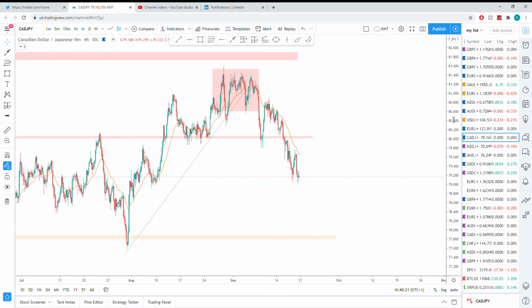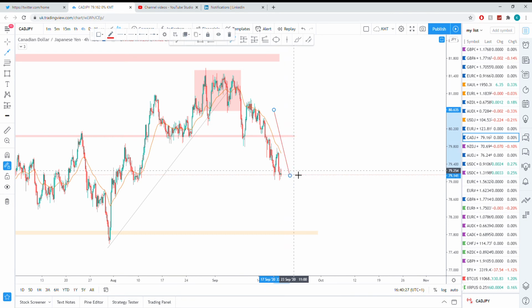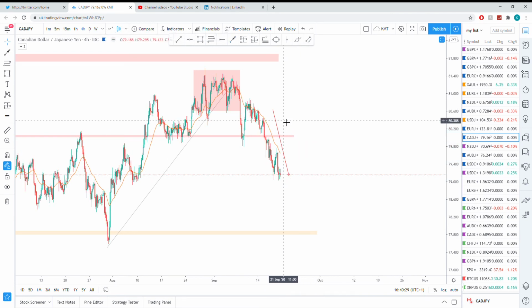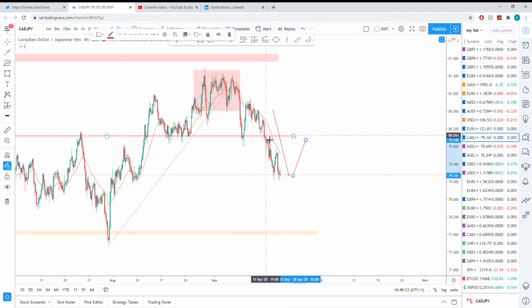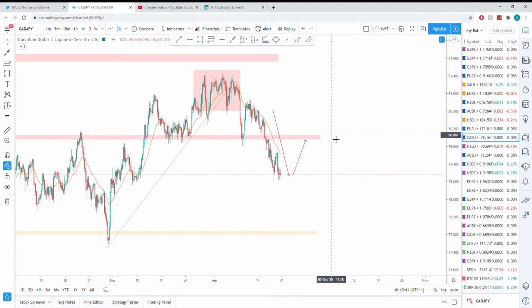So CAD JPY, I'm looking at this the same way as well. I'm going to look for some more sell-off conditions if possible. We could start off the week with a nice retracement, just to make this downtrend a bit more healthy. Possibly to test this zone here, so possibly at 80.00. Nice psychological level, and see if we can push further.